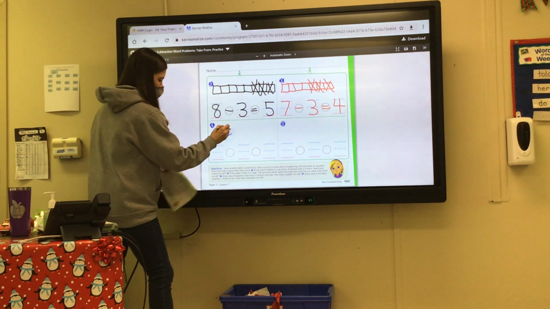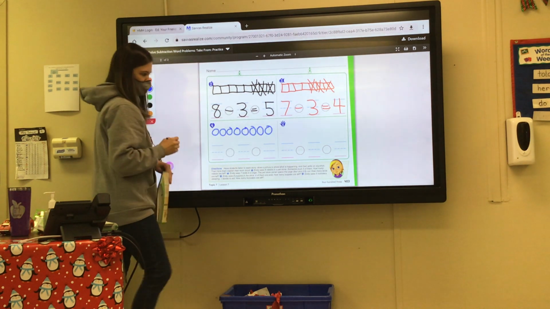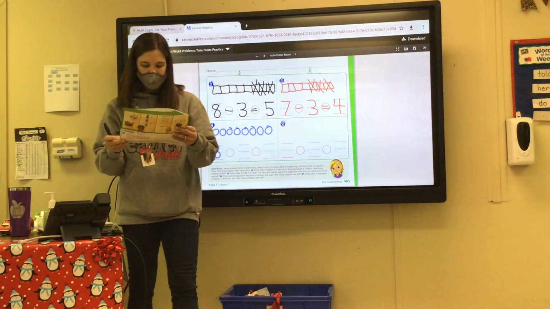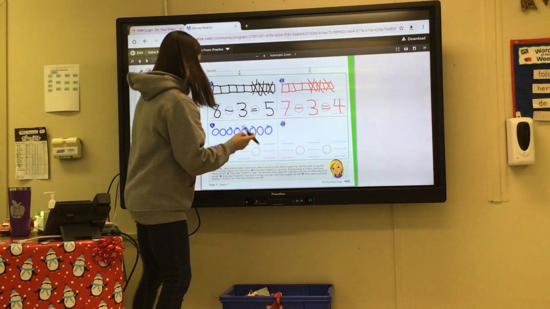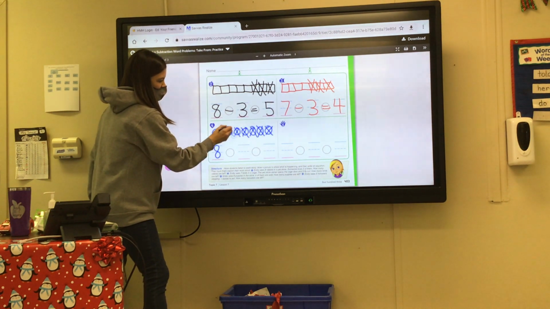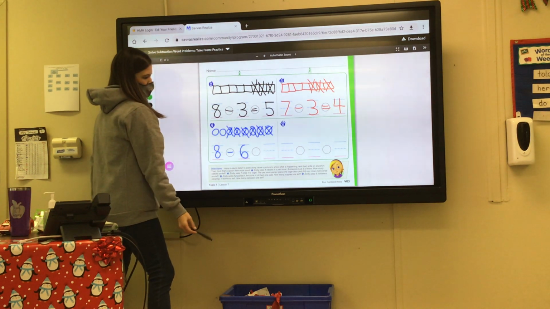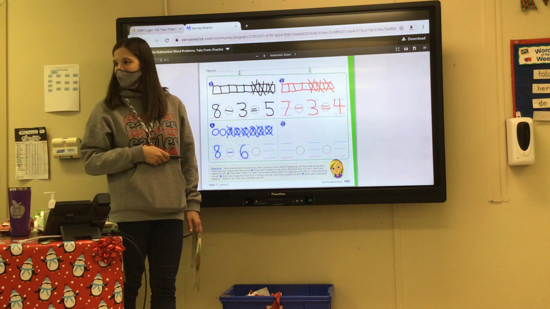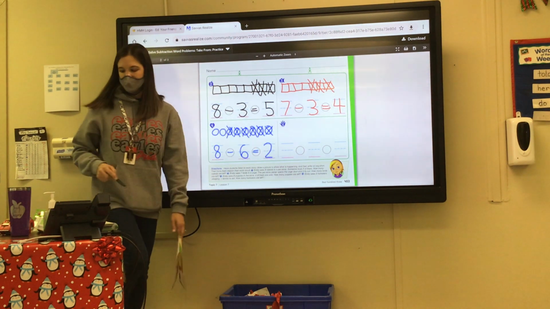1, 2, 3, 4, 5, 6, 7, 8. So we started with 8 in the store. How many of them were sold? 6. So we have to take away 6. 1, 2, 3, 4, 5, 6. Minus 6. How many are left? 2. Equals 2 that are left in the store.